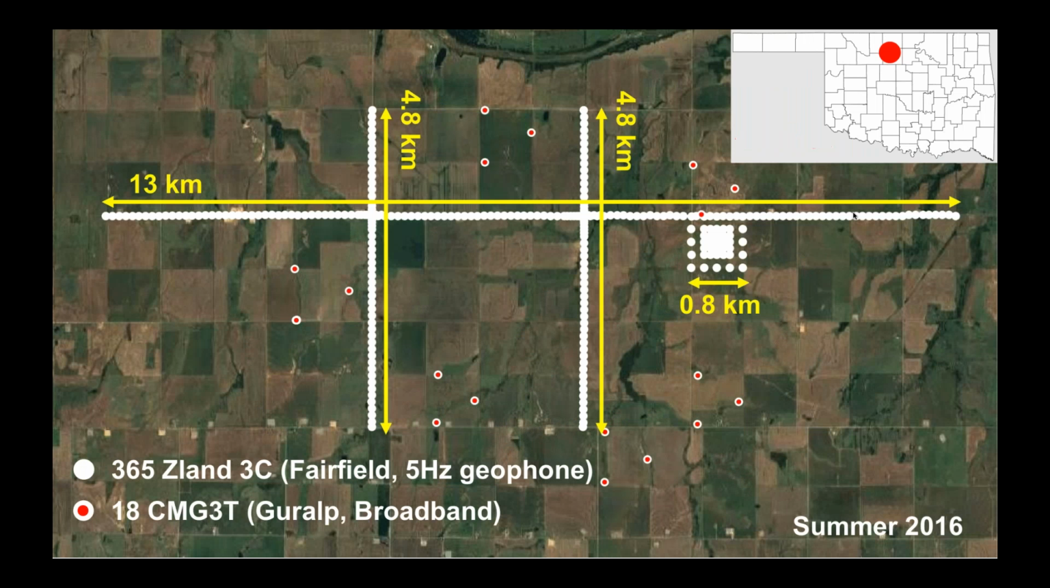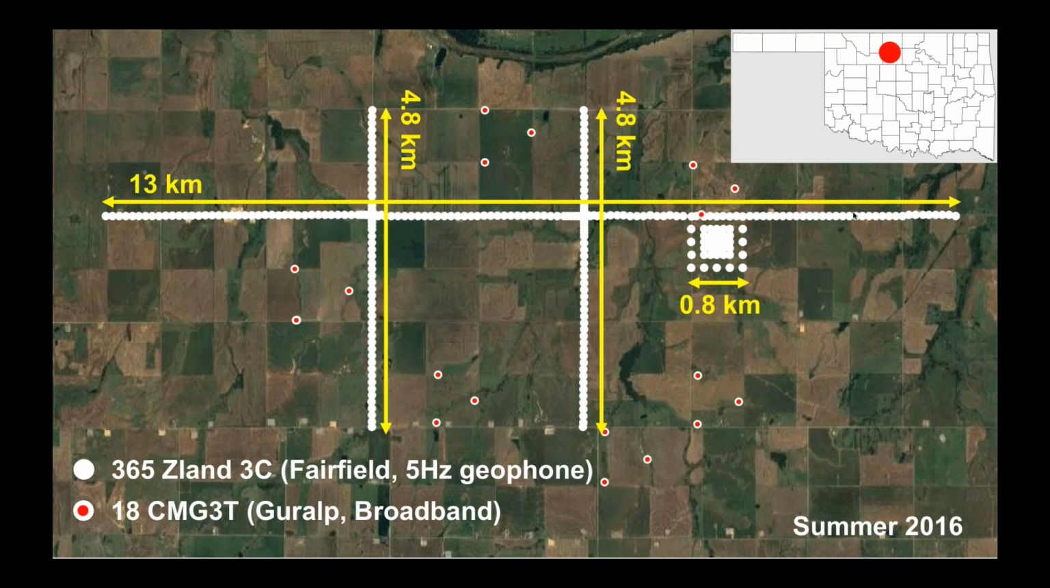Okay, so this is the shape of the array. This is central, north central Oklahoma. And the array size is about 13 by 5 square kilometers. There are 365 three-component geophones, 5 Hz geophones, and 18 broadband sensors. As you can see, the shape of the array is really unique, like two vertical and one horizontal lines, and also small 2D arrays and several triangle shapes.